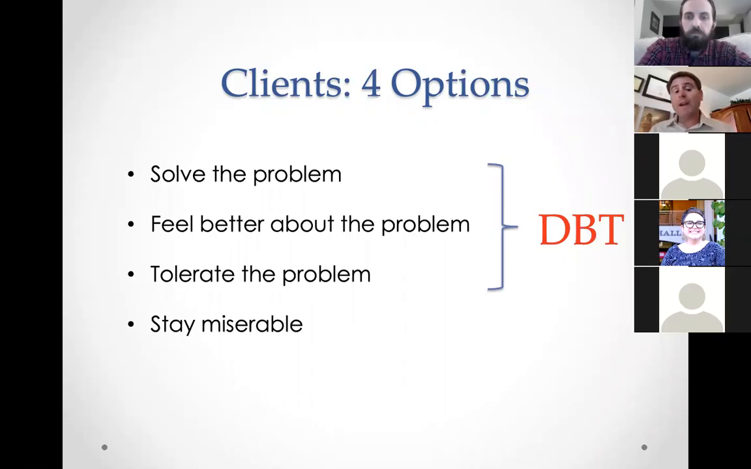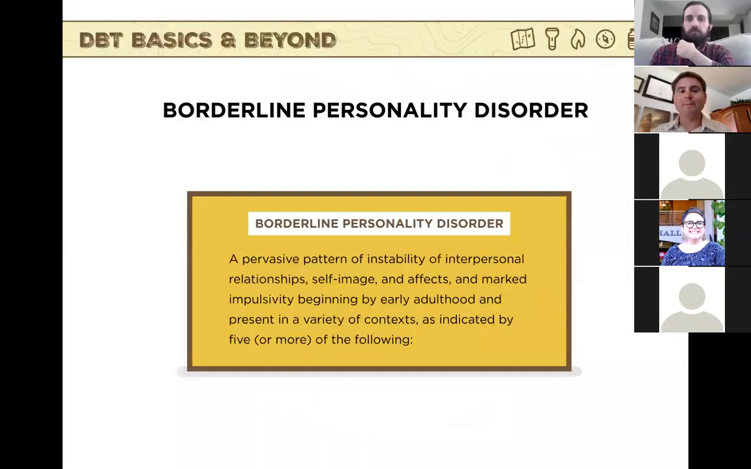But our clients actually do have another option when they present, and that is they can choose to stay miserable, right? And that's an option we can't forget about, because sometimes with some issues, some of our clients do choose that. So just realize that DBT is all about those first three options, right? The good news is we don't have to teach clients to stay miserable. Some of our clients already know that. But the bad news is sometimes that is an option that our clients pursue, right? And we can't be naive about that.